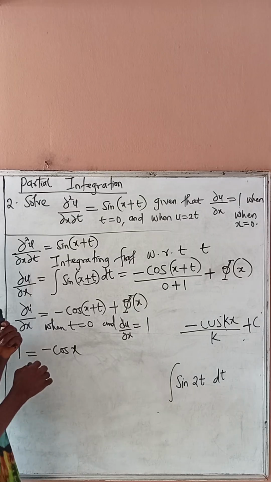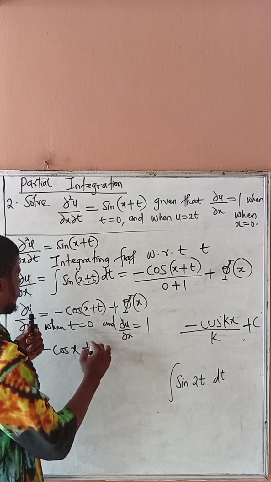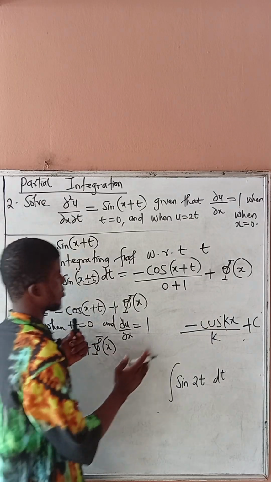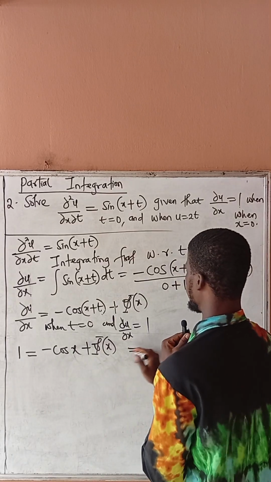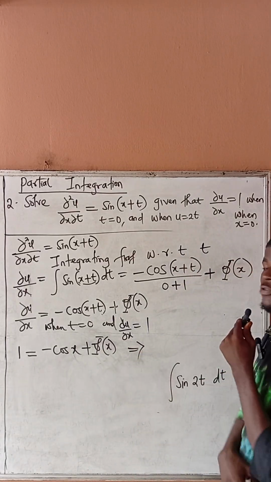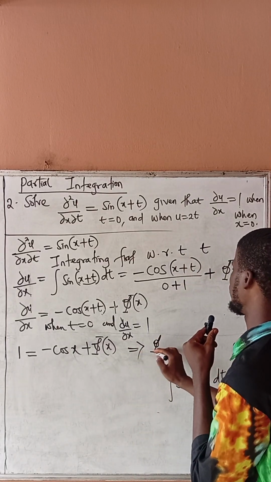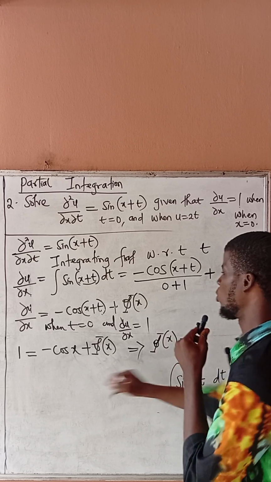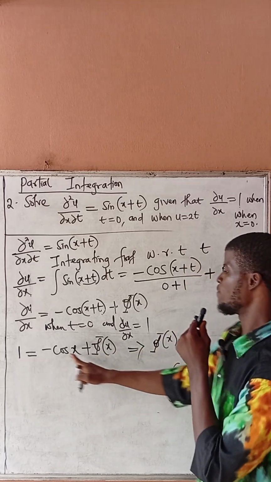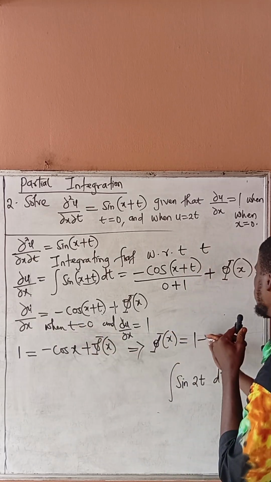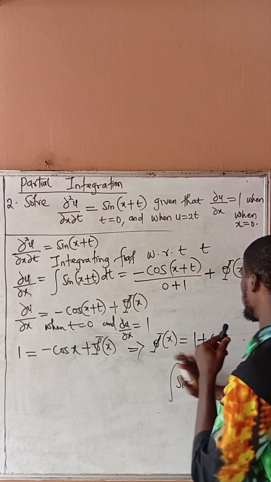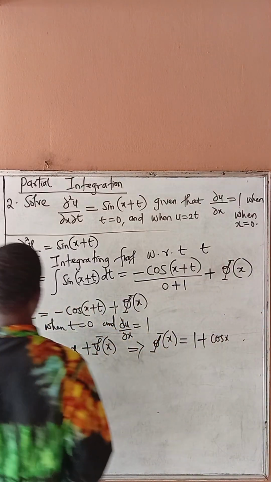So I just have minus cos x left, plus what? Phi of x. Alright, what's the implication? I'm looking for phi of x. So it means that phi of x is equal to 1. If minus cos x crosses, it turns to plus cos x. Good, we are almost there.